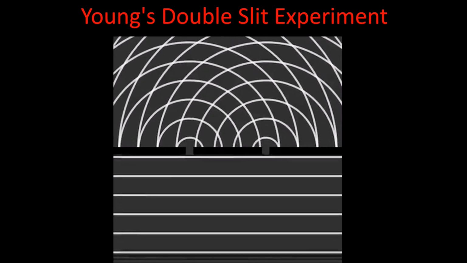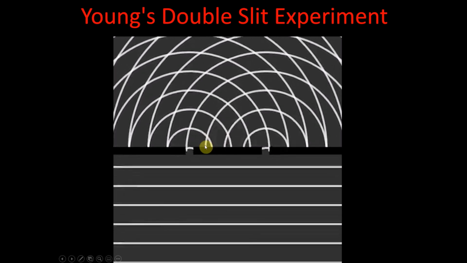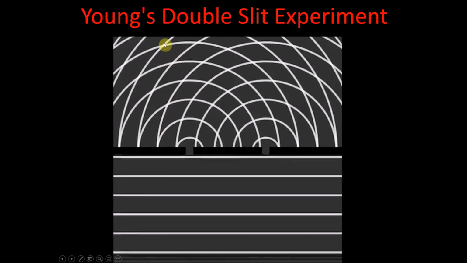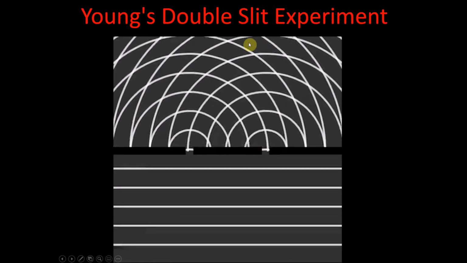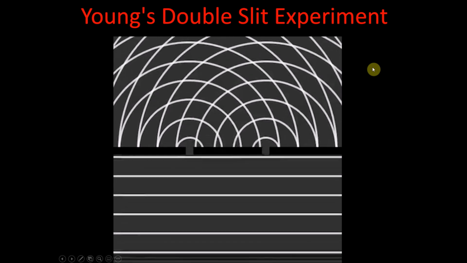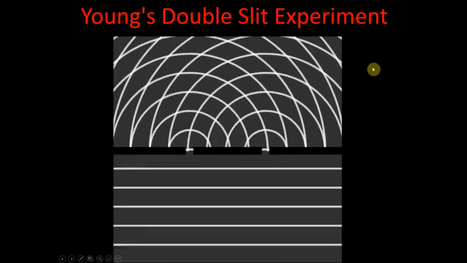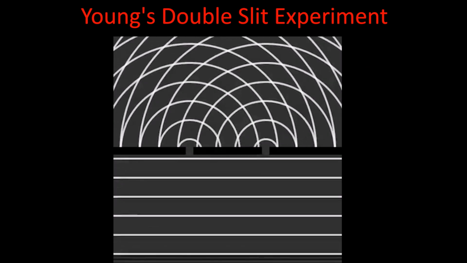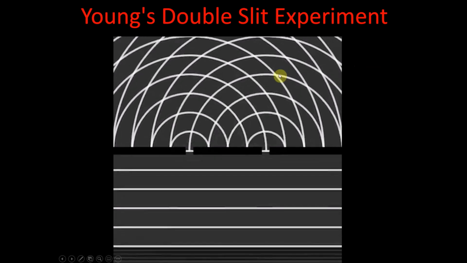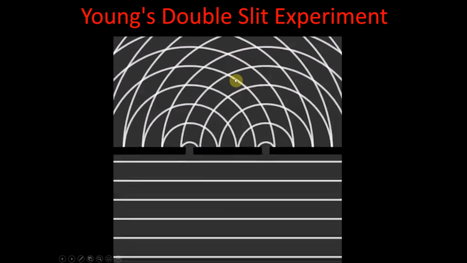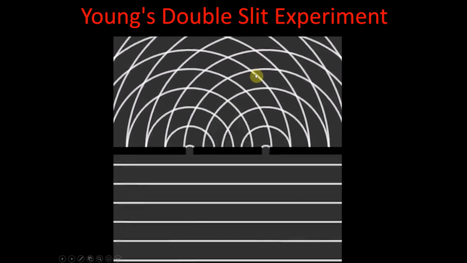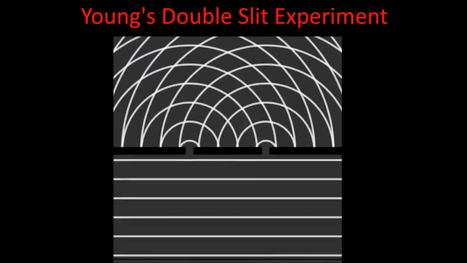And as you could probably imagine, by changing the wavelength, we can change the actual spacing between our bright and dark fringes. We will get constructive and destructive interference from these interactions, which will give us that bright, dark pattern.